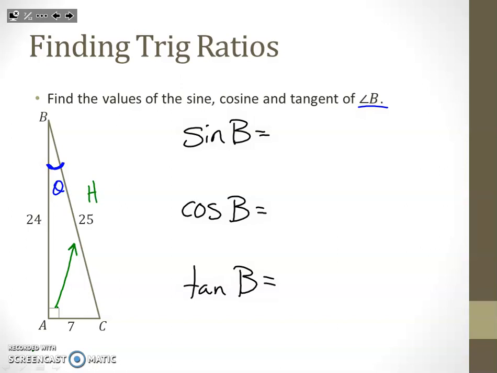To find my opposite side, I'm going to go to my reference angle, which would be my theta. My opposite side is opposite my theta. So 7 is my opposite, 25 is my hypotenuse, which means that 24, the one that's left over, has to be my adjacent side. Okay?